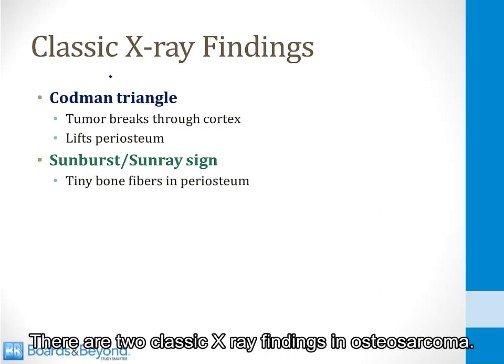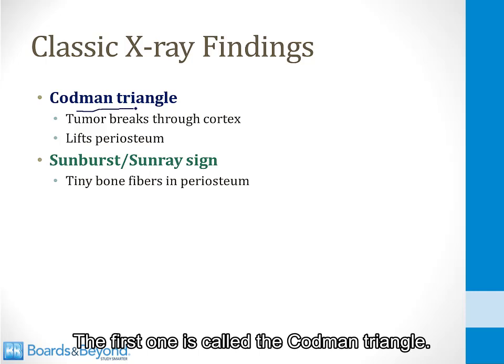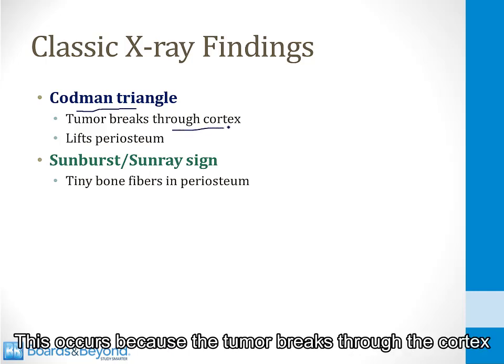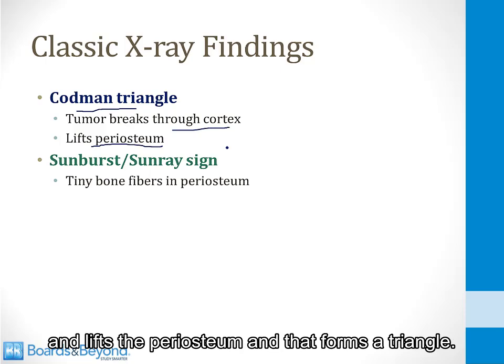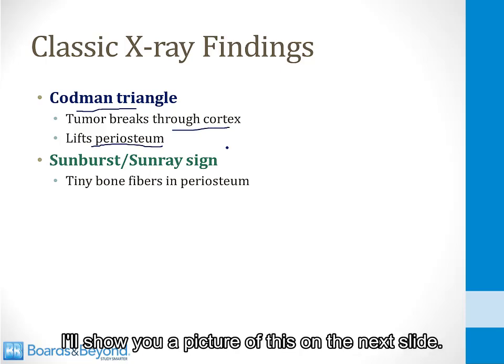There are 2 classic X-ray findings in osteosarcoma. The first one is called the Codman triangle. This occurs because the tumor breaks through the cortex and lifts the periosteum, and that forms a triangle. I'll show you a picture of this on the next slide.